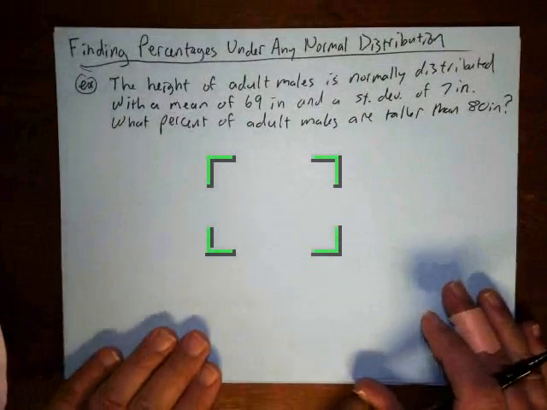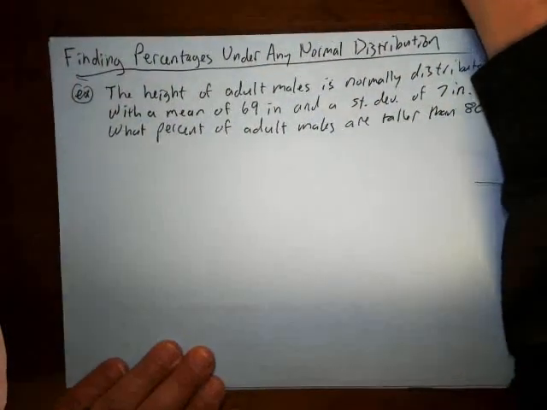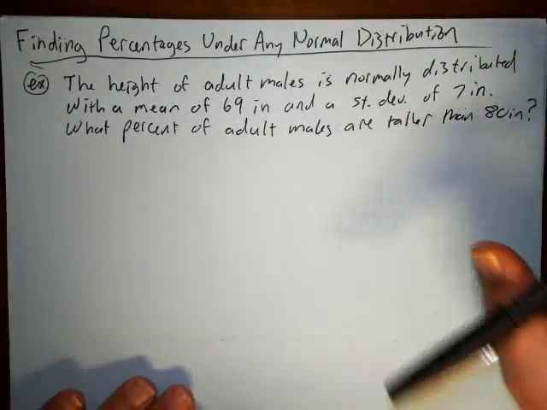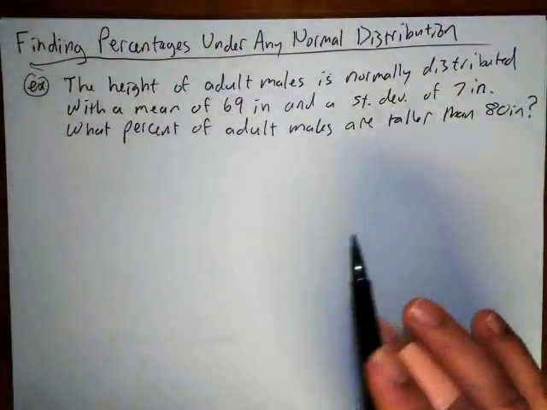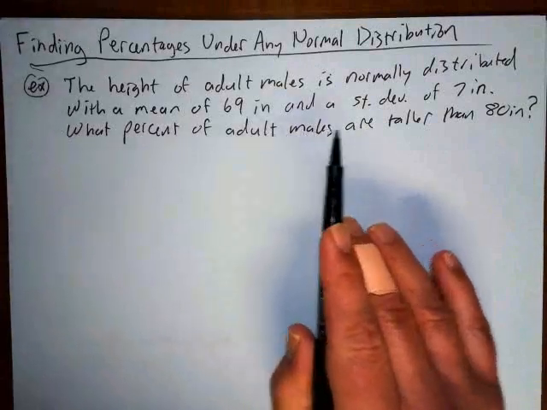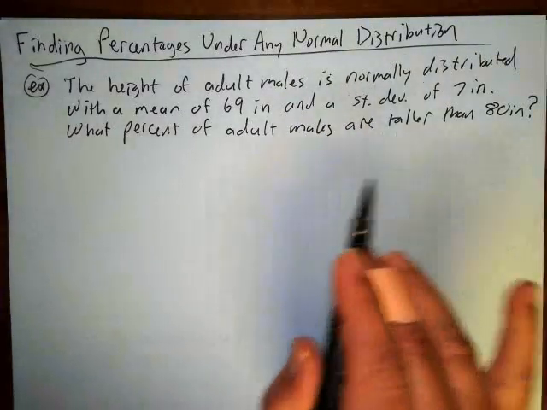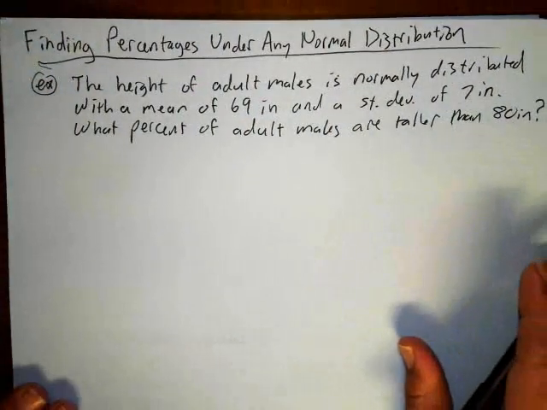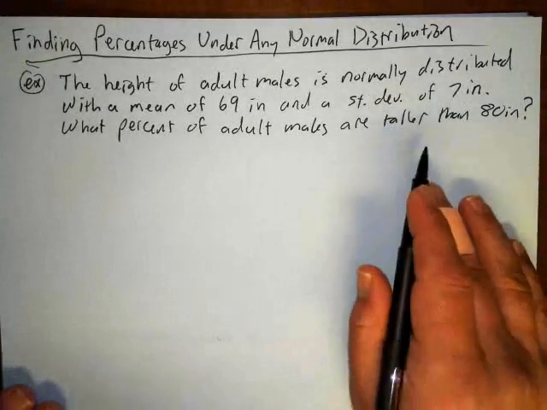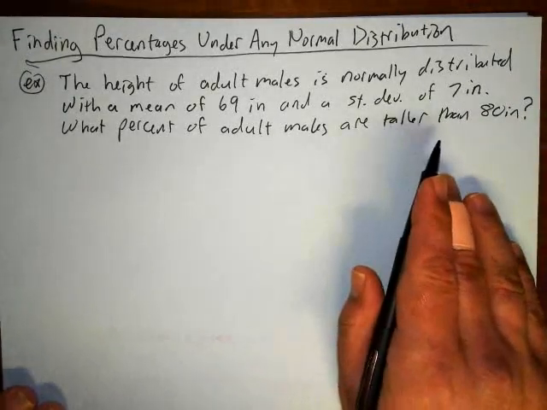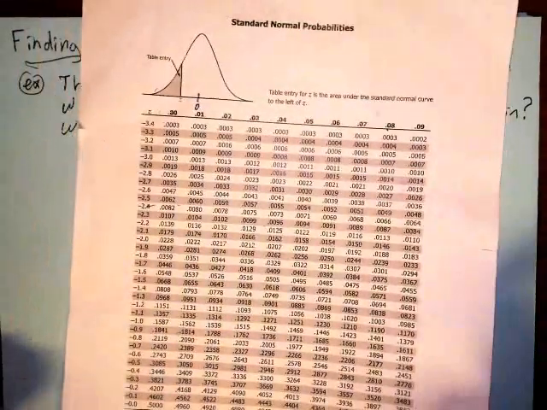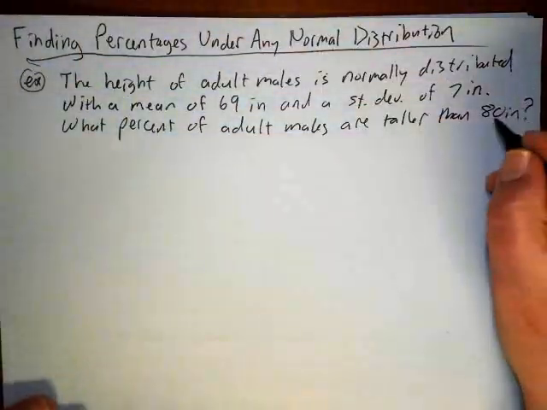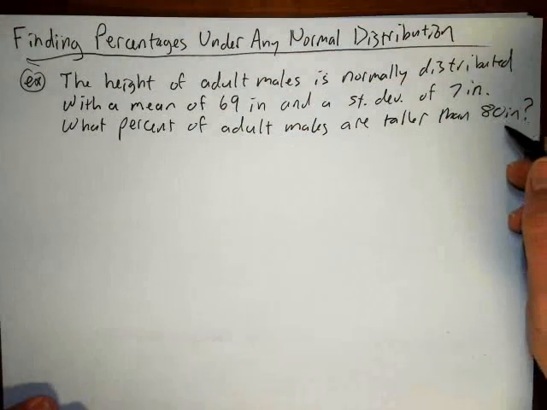Okay, so now for this particular example, and I'm going to maybe zoom in here. This says the height of adult males is normally distributed with a mean of 69 inches and a standard deviation of 7 inches. What percent of adult males are taller than 80 inches? So what you need to do is think of this as a problem where you're finding the area above a z-score. And the z-score is the z-score for 80 inches.